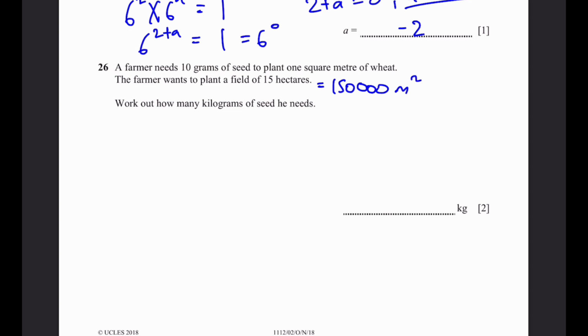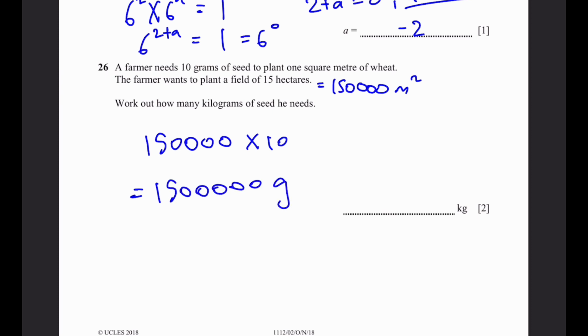So the number of kilograms of seed is just 150,000 multiplied by 10 grams. That's 1.5 million grams. But because it asks for kilograms, we divide by 1,000 to get the answer as 1,500 kilograms. That's the answer.